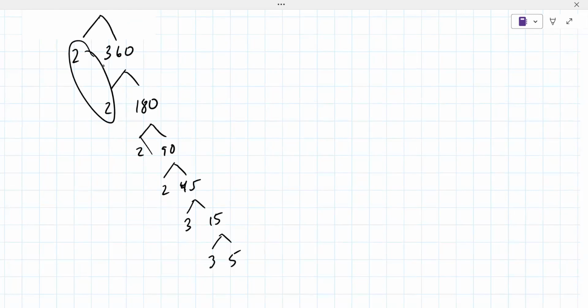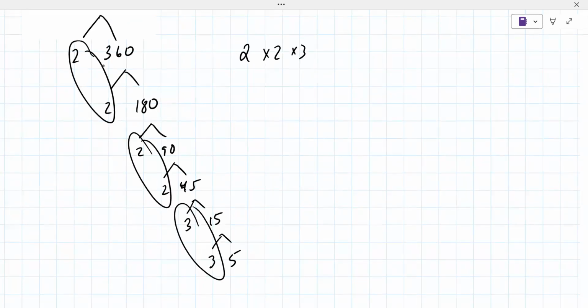So pair of 2s, pair of 2s, a pair of 3s, and then a 5 left over. 2 times 2 times 3. Square root of 5, so 12 square root of 5.